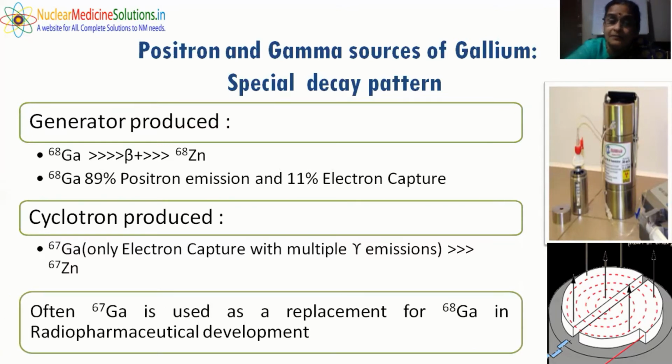And you also have to know that gallium-67, being a much longer-lived radionuclide, can be used as a replacement for gallium-68 in radiopharmaceutical design and development, because as an element it will not have any difference, and this kind of extrapolation is still possible. And you can handle a longer-lived radionuclide, so for research purposes this gallium-67 becomes helpful.